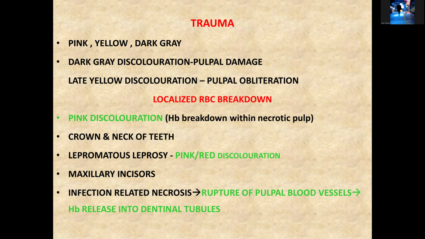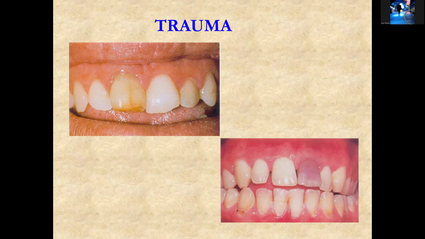So here, the pink discoloration is due to the hemoglobin broken down within the necrotic pulp, and it is seen mainly in the crown portion of the teeth. In leprosy, you can also see that there is a pink or a slight red discoloration of the teeth, mostly in the maxillary incisors. That is due to the infection related to necrosis, which causes rupture of the pulpal blood vessels and the hemoglobin being released into the dentinal tubules.